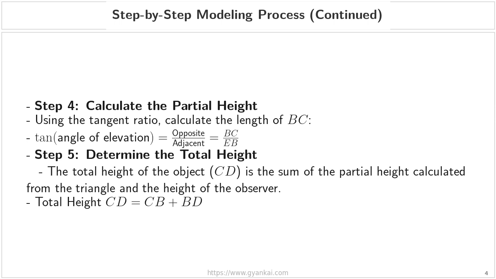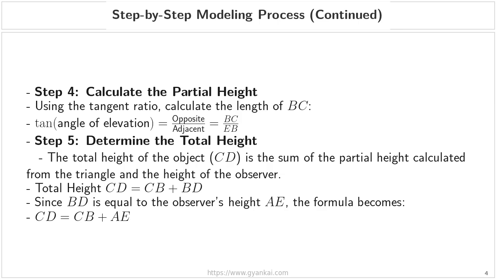BD. Now, if you look back at our model, you'll see that the segment BD is exactly the same as the observer's height, I. So, to make things simple, our final formula for the total height is CD equals CB plus I. Once we apply the numbers in our upcoming example, you'll see exactly how this works in practice.